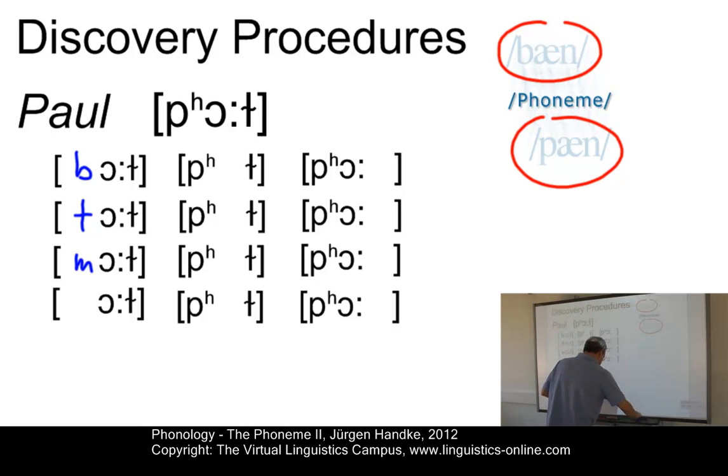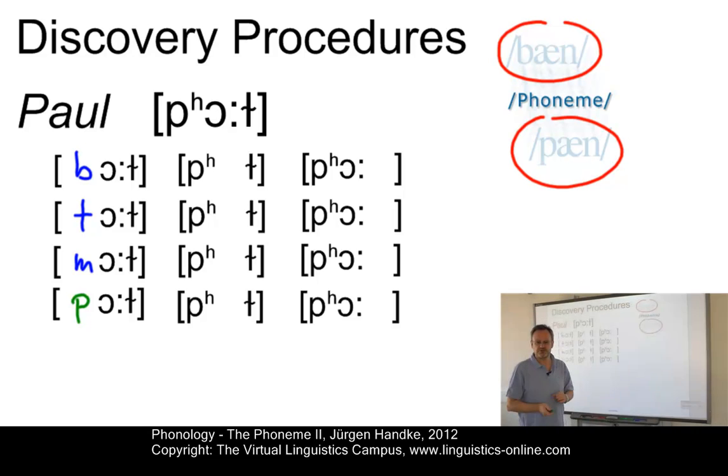But what about this one here, where we say ball? So I'm just dropping the aspiration component, Paul versus ball. Well, you would say this sounds a little bit strange, but you can understand me. So we have all the blue variants as distinctive phonemes, whereas the green one doesn't change the meaning. So the aspirated bilabial plosive and the non-aspirated one must be members of the same phoneme.